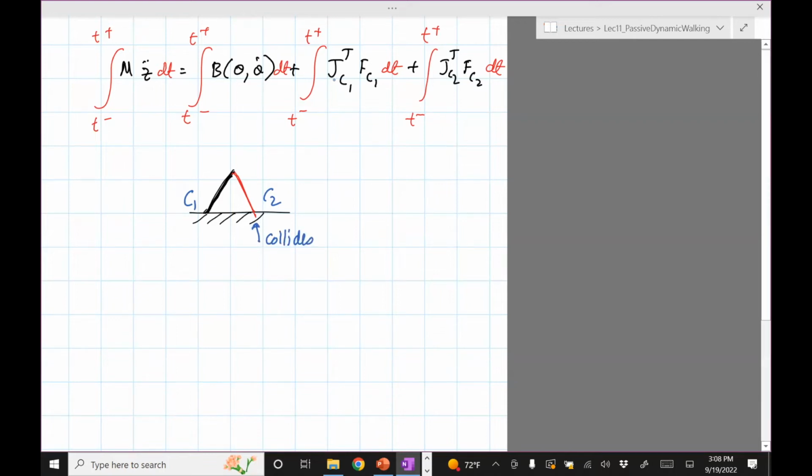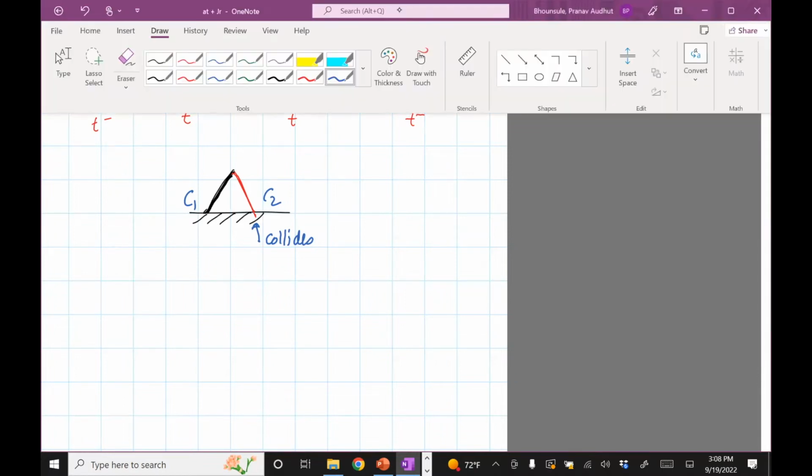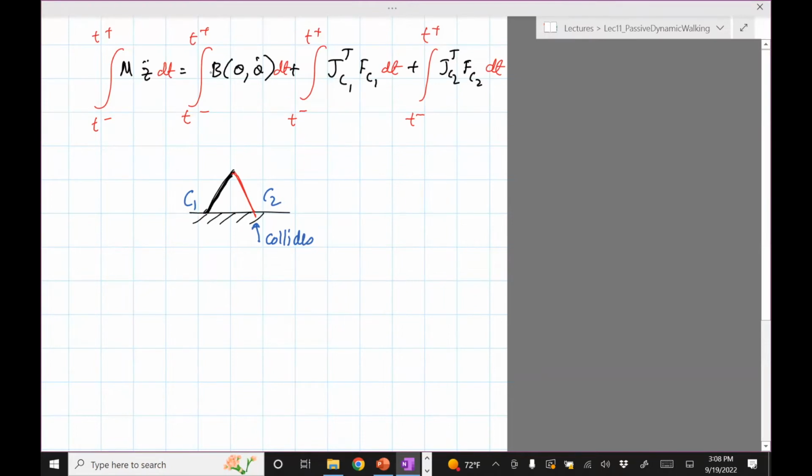Okay, now we're going to simplify these equations. The term on the right side, B, consists of gravity terms and Coriolis terms. When we do that integration, we integrate gravity and the Coriolis force with respect to dt. Usually we assume that the forces due to impulses are so large that they have a more significant effect than those due to gravity. So we can safely assume that those forces are non-significant, and the integral from t minus to t plus is going to be insignificant. So that integral is 0.